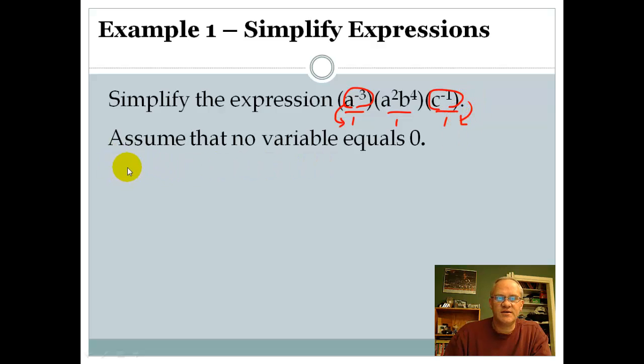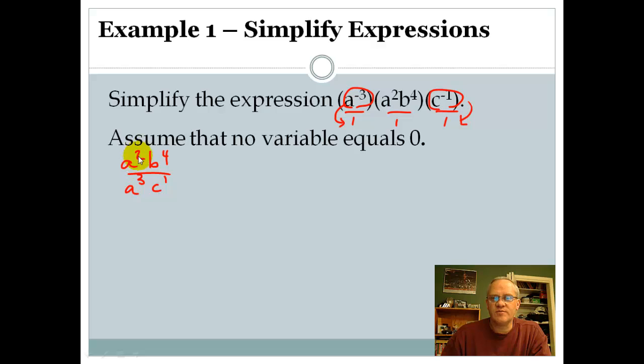So here's what we've got now. I've got a squared b to the fourth over a to the third c, or c to the first. Okay, so first of all, we got rid of the negative exponents. Good. But now the other thing is we've got two a's here. We've got to combine those.